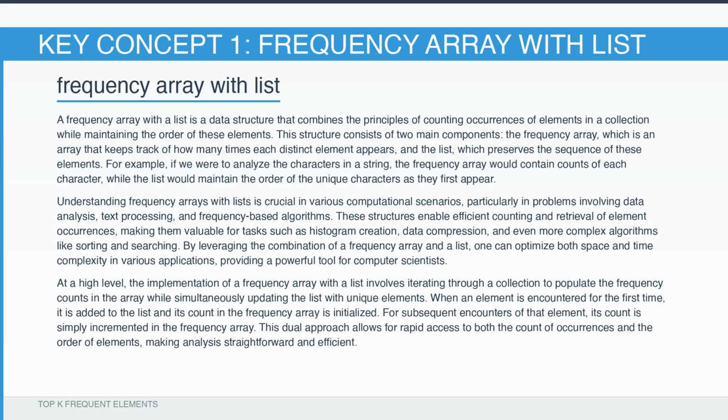This dual structure is powerful in various applications, such as analyzing text data or creating histograms, where you need both the count and the order of elements. By iterating through your collection, you can populate the frequency array and the list simultaneously. When you see an element for the first time, you add it to the list and set its count to 1. If it appears again, you simply increase its count. This method optimizes both space and time, allowing for quick access to the counts and the order of elements, making data analysis not only straightforward but also efficient.